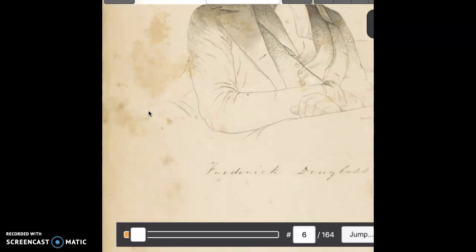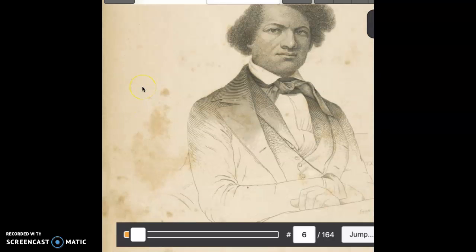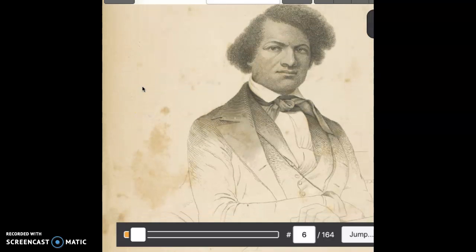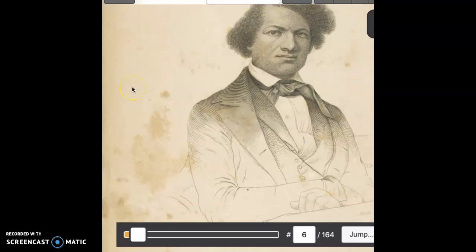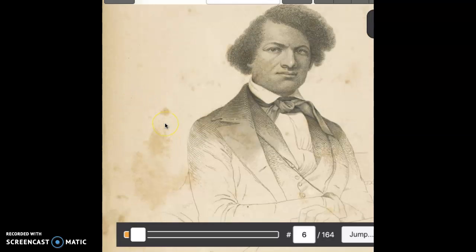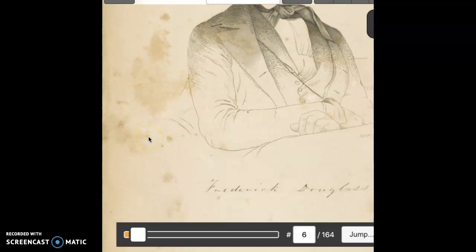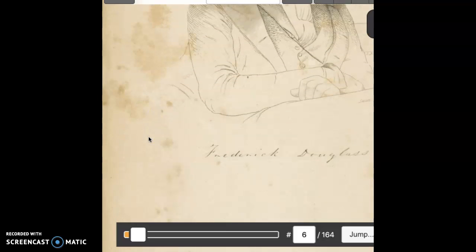Here is a portrait of Frederick Douglass from the early 19th century. Dressed in business-like, gentlemanly clothes of the time, with very natural styled hair. It's not straightened or overly affected.